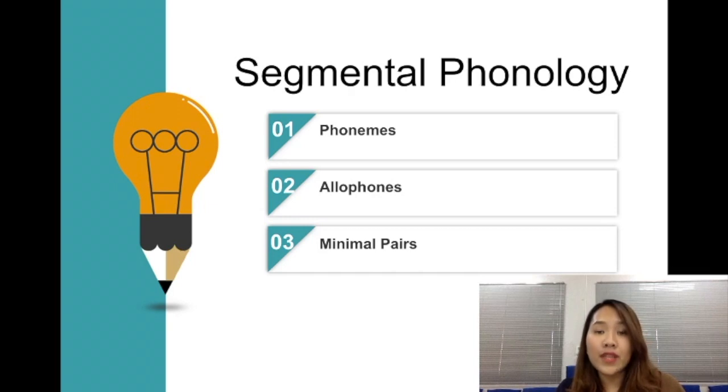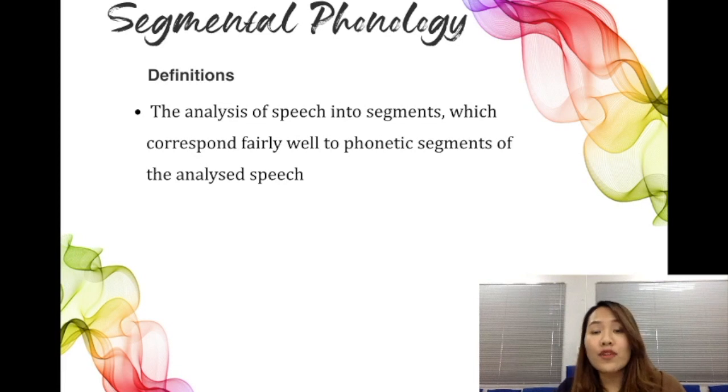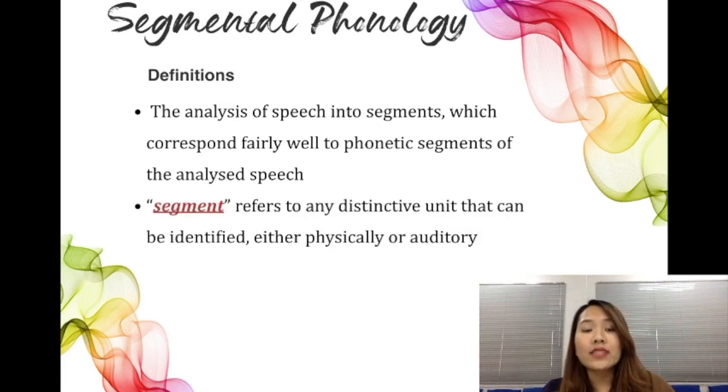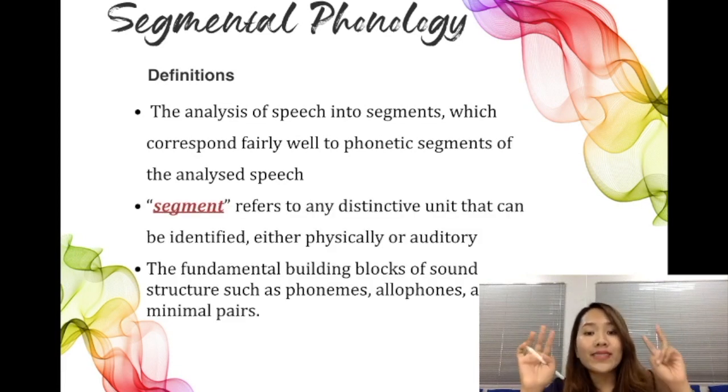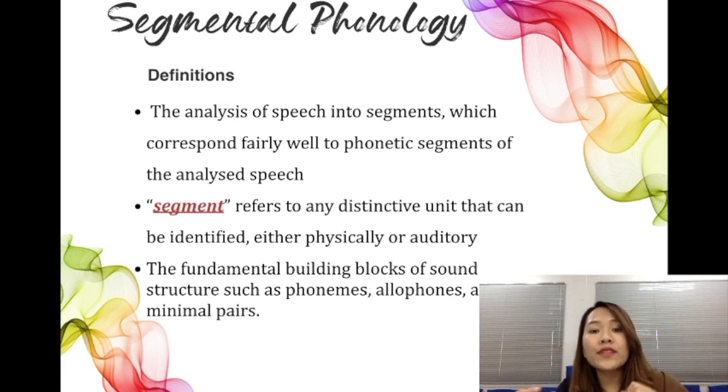Okay, let's move to segmental phonology, the branch that we're going to study in this class. So I would like to introduce you to 3 terms: phonemes, allophones, and minimal pairs. If we look at segmental phonology, the word segment refers to any distinctive unit that can be identified. Distinctive unit means a unit that has a different sound. So we're going to look at different sounds that we can identify, that we can hear.